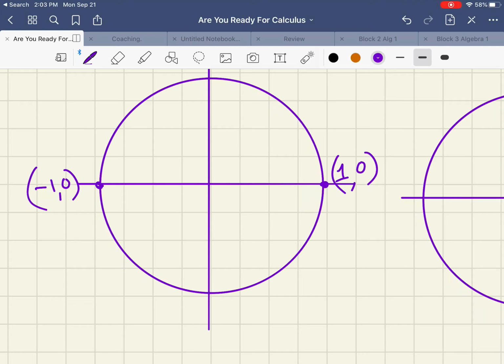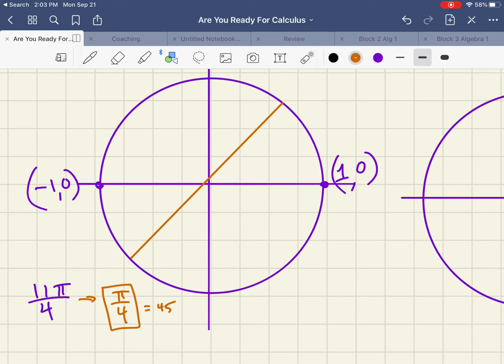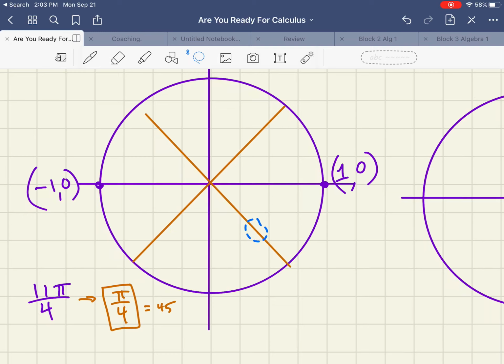So if we were looking for the angle 11 pi over 4, what we need to do is break this down into pi over 4 sections. And if you don't know what pi over 4 is, pi is 180. Divide that by 4 and you should get 45 degrees. So if you divide your circle into 45-degree sections, it would look a little bit like this. And again, I'm going to try to center those as best I can.